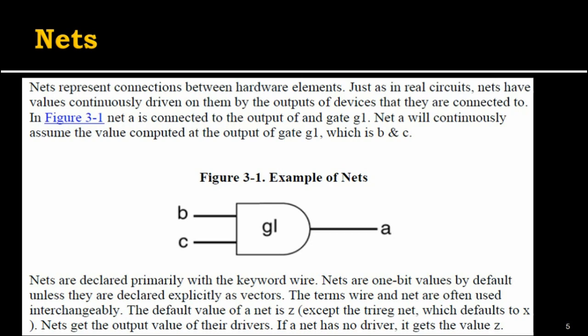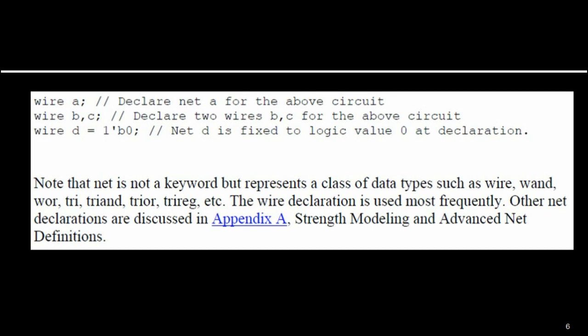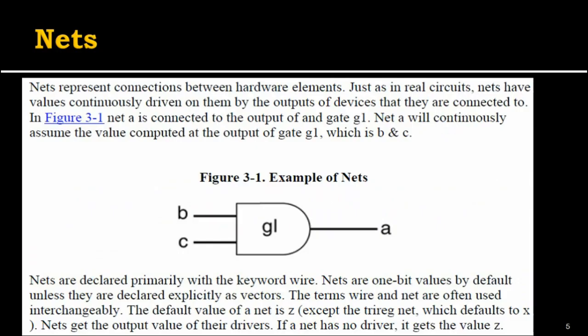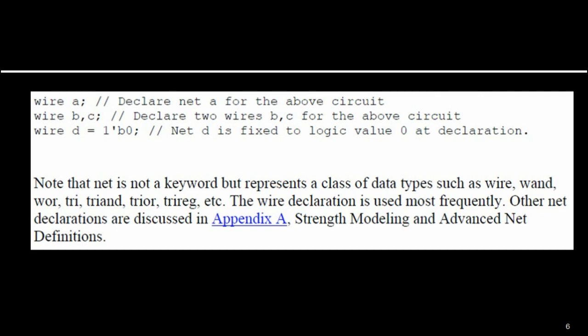So a net may be a scalar or a vector. Okay, right. Consider the examples. First one, wire A. What does wire A represent? Consider the previous circuit. This is an AND gate, B and C are inputs, and A is the output. The wire A represents the output wire. The output terminal of the AND gate is connected to some other gate by using a wire. That wire is represented as wire A.